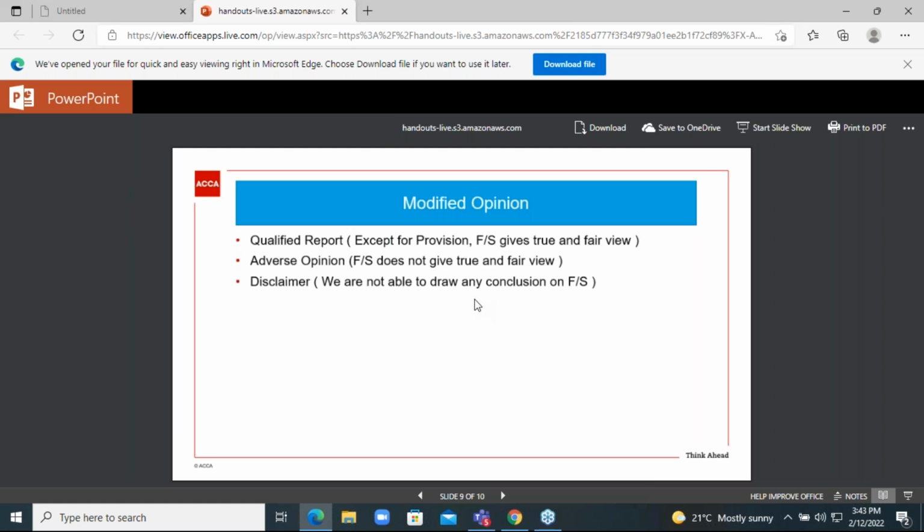And disclaimer means that we are not able to draw any conclusion on financial statements. So this is where sufficient and appropriate evidence has not been provided and we are not able to draw any conclusion. So these are the three opinions whenever a material misstatement is identified. Now how we will decide which report should be used?